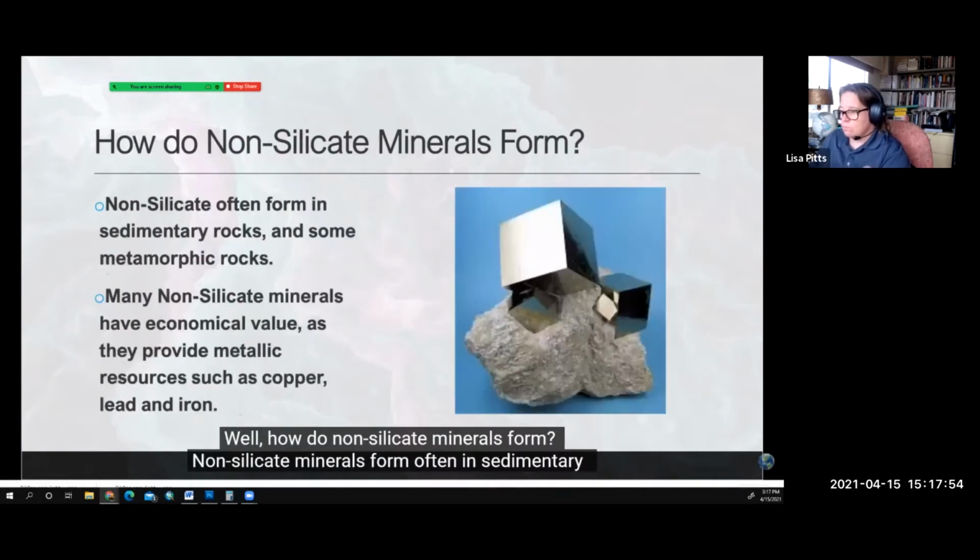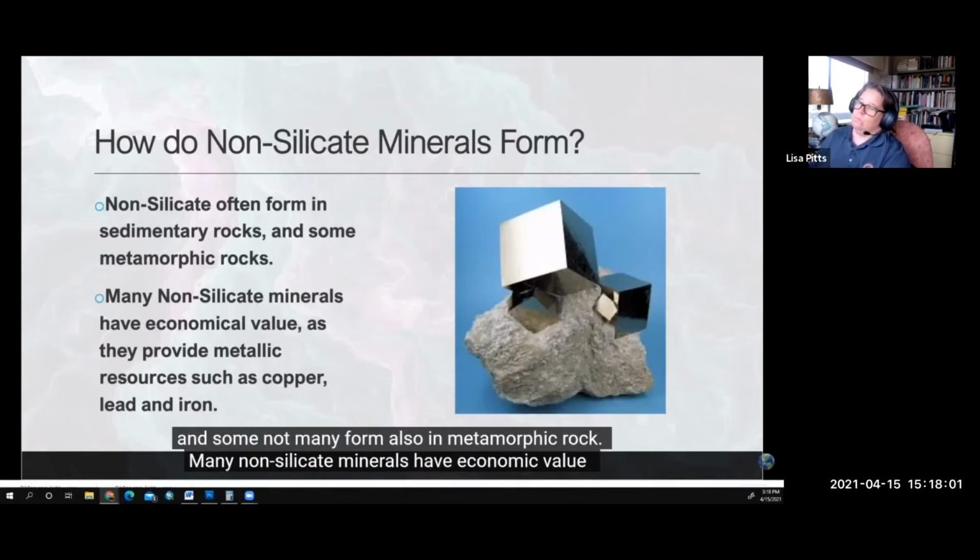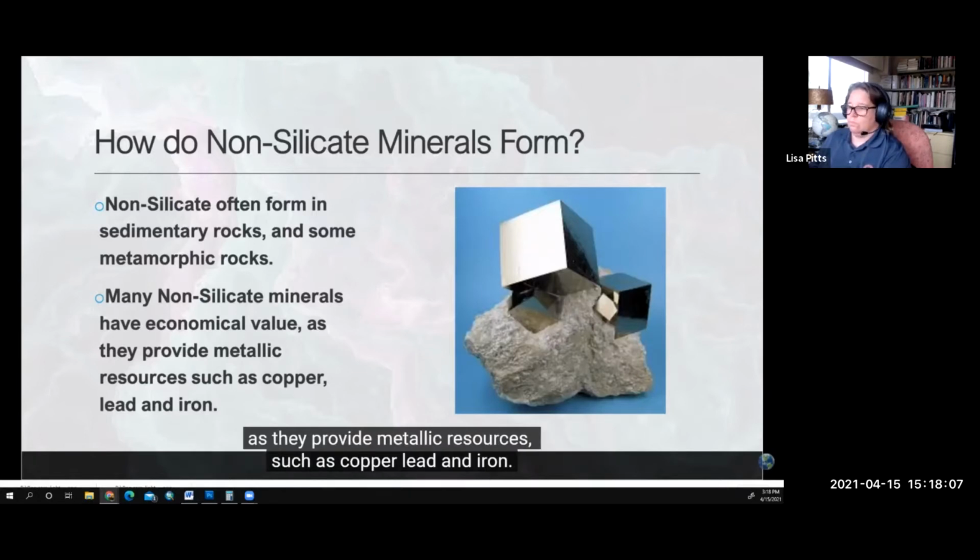Well, how do non-native silicate minerals form? Non-silicate minerals form often in sedimentary, and some, not many, form also in metamorphic rock. Many non-silicate minerals have economic value, as they provide metallic resources such as copper, lead, and iron.